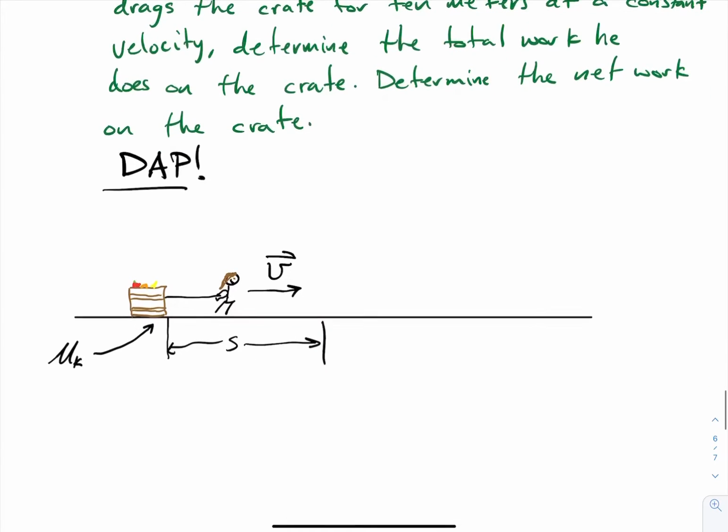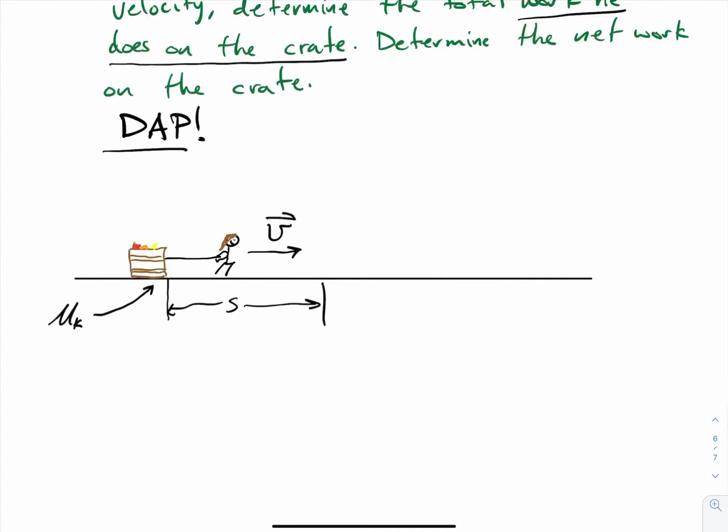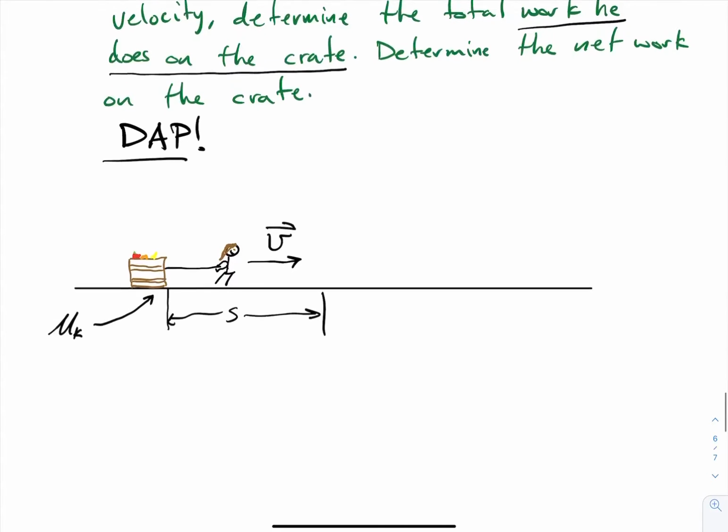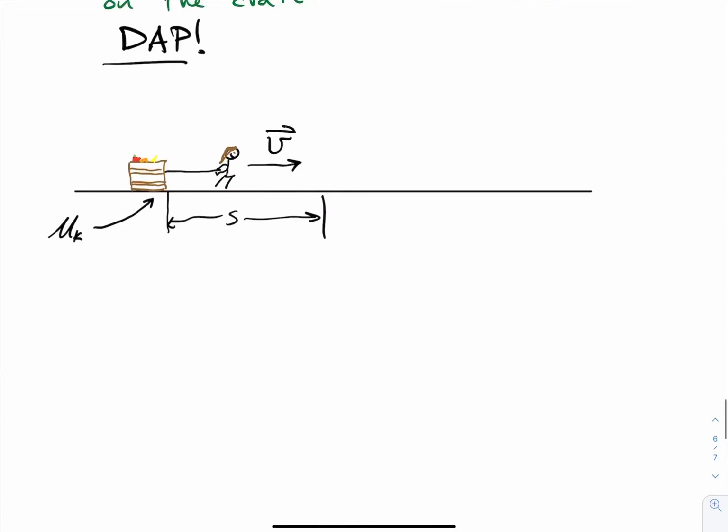Now this is asking us to determine the work done first, the work that Ryan does on the crate. And so what we need to figure out is the force that Ryan is exerting on the crate. And how do we ever analyze forces? Well, of course, we do an FBD.